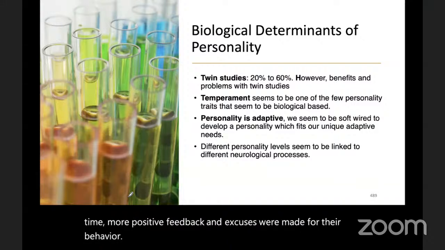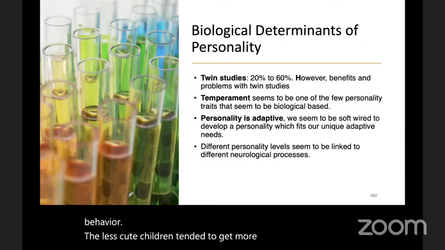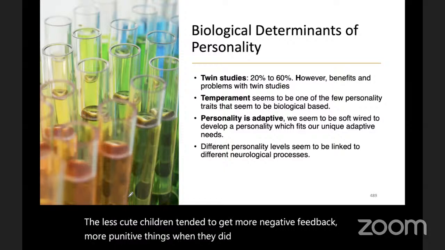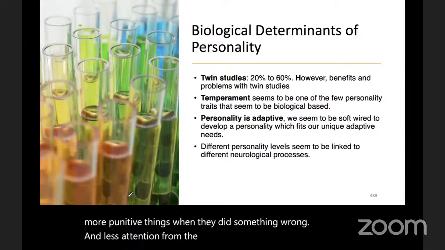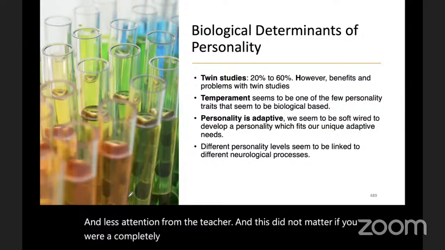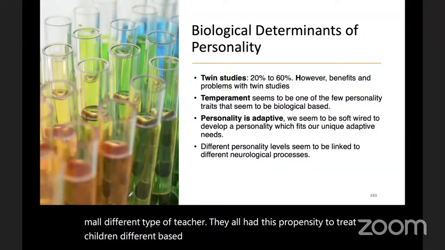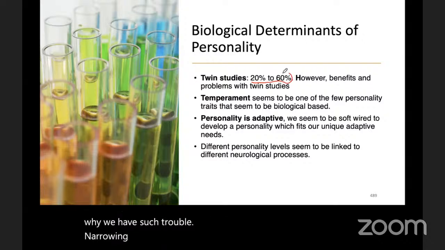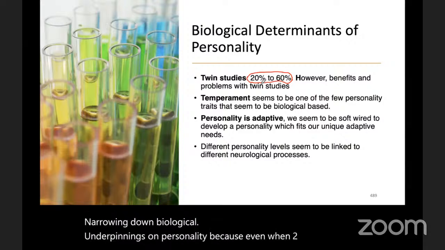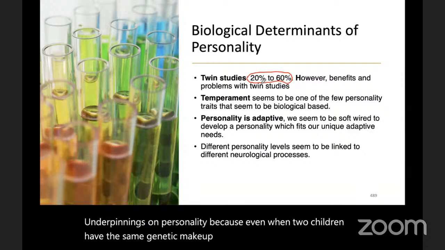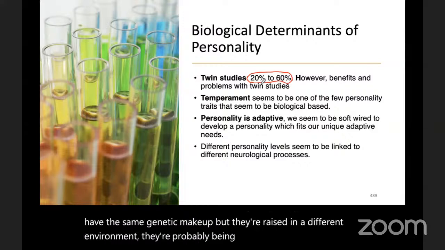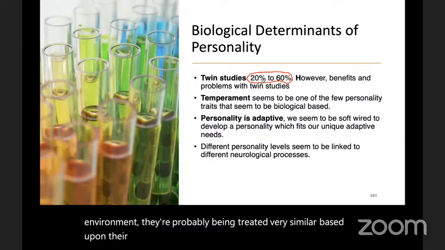The less cute children tended to get more negative feedback, more punitive things when they did something wrong, and less attention from the teacher. And this did not matter if you were a completely egalitarian teacher or a completely, I treat them all different type of teacher. They all had this propensity to treat children different based on their level of cuteness. Okay. So this is why we have such trouble narrowing down biological underpinnings on personality, because even when two children have the same genetic makeup, but they're raised in a different environment, they're probably being treated very similar based upon their physical appearance.